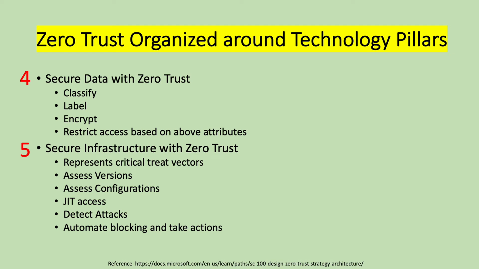Moving on to the next technology pillar here, we have the data. We want to be applying zero trust at the data, securing that. That means classifying our data, labeling our data, and performing encryption at rest.